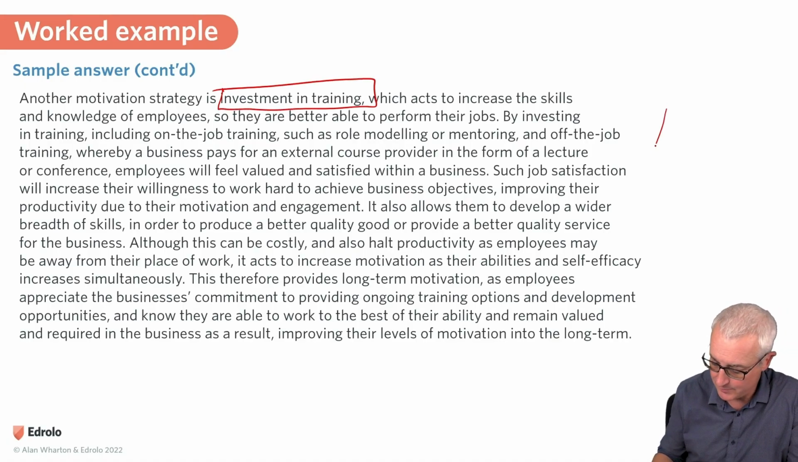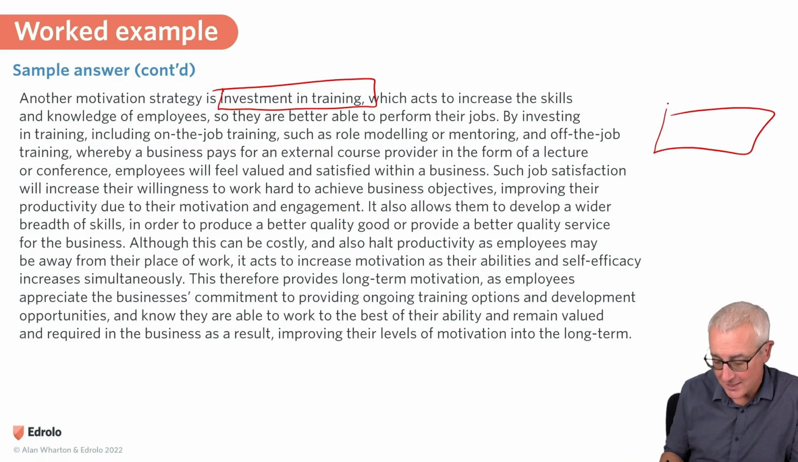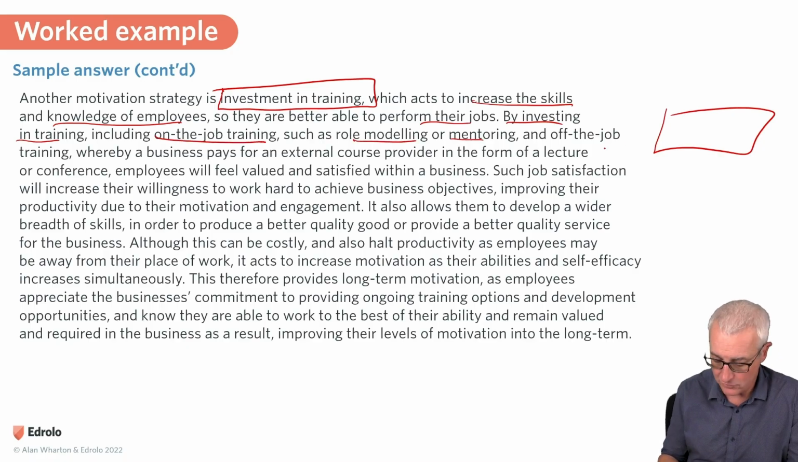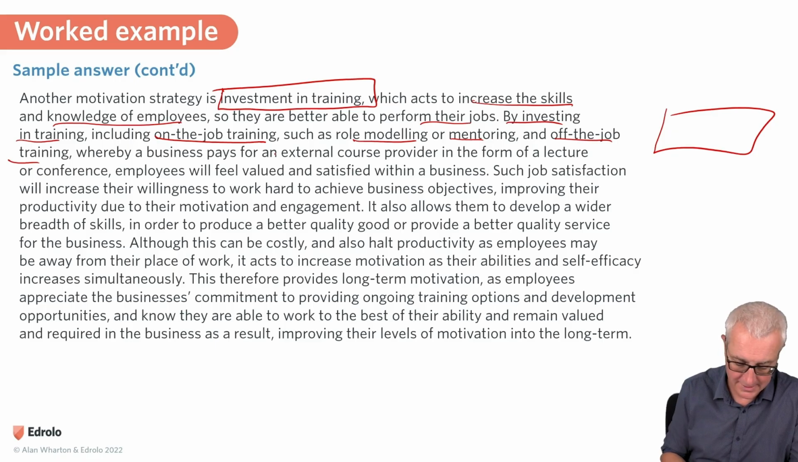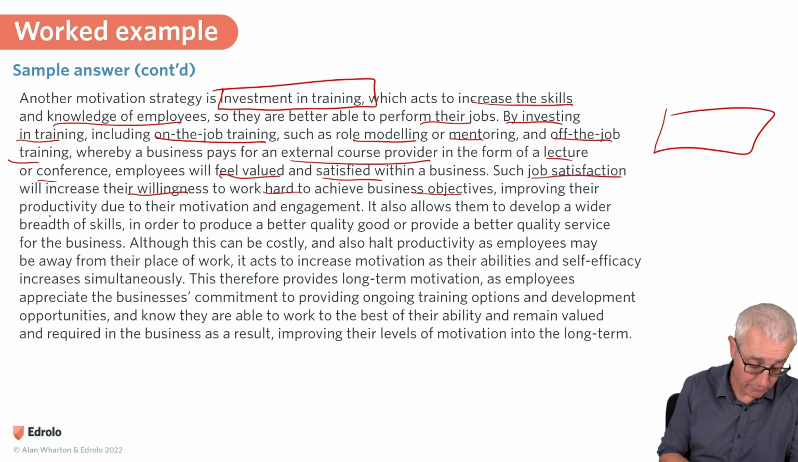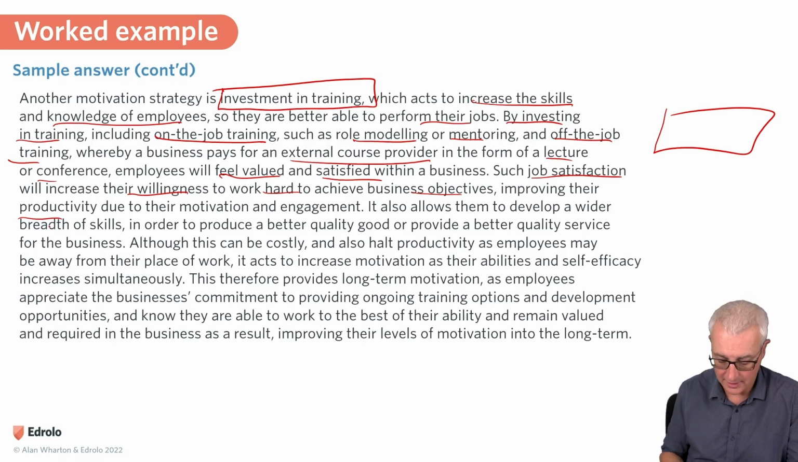So here is our next piece of meat, okay, which acts to increase the skills and knowledge of employees so they're better able to perform their jobs. By investing in training, including on-the-job training, such as role modeling or mentoring, and off-the-job training, whereby a business pays for an external course provider in the form of a lecture or conference, employees will feel valued and satisfied when in the business. Such job satisfaction will increase their willingness to work hard to achieve business objectives, improving their productivity due to their motivation and engagement.